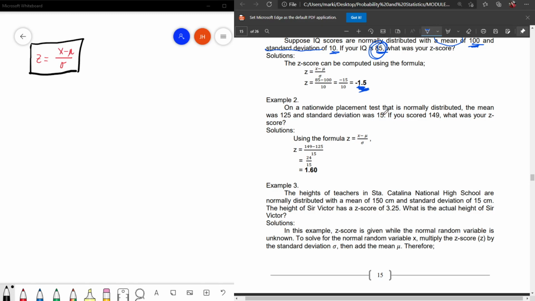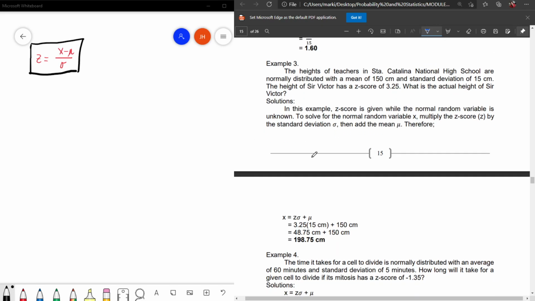A nationwide placement test is normally distributed. The mean was 125 again, so this is the mean. The standard deviation is 15 and your score is 14. So this is your x, this is your standard deviation, and this is your mean. Okay, so the same procedure using the formula. And then example number 3.